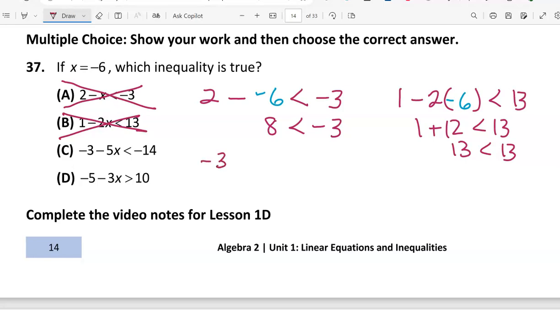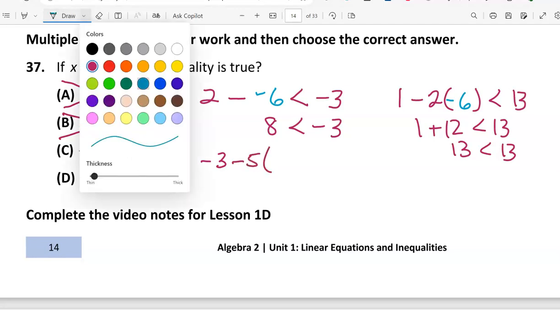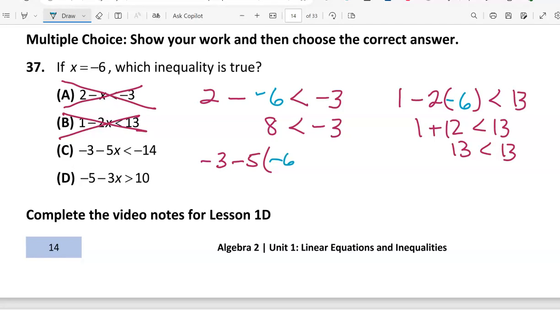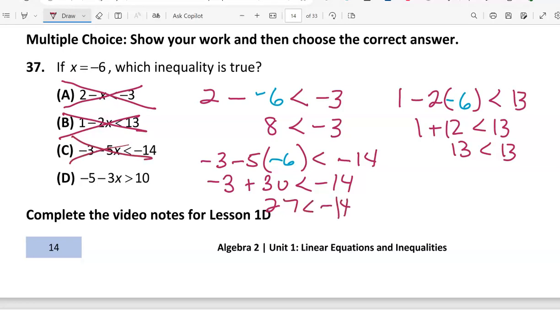Let's take a look at C. 3 minus 5 times negative 6 is less than negative 14. So that would be negative 3 plus 30 is less than negative 14. That would give us 27 is less than negative 14. Well, that's not true either.